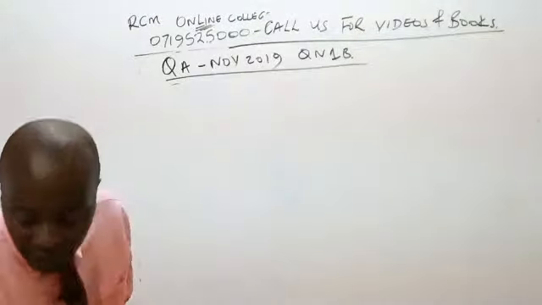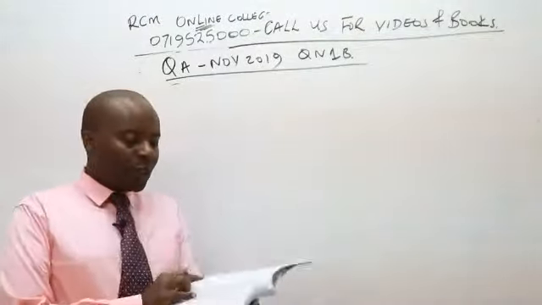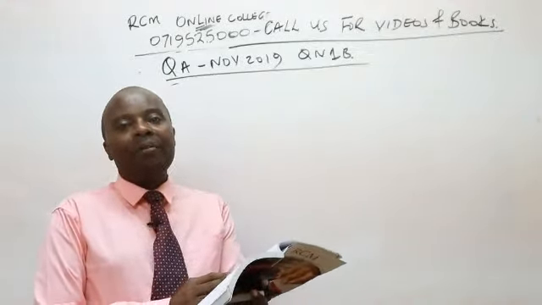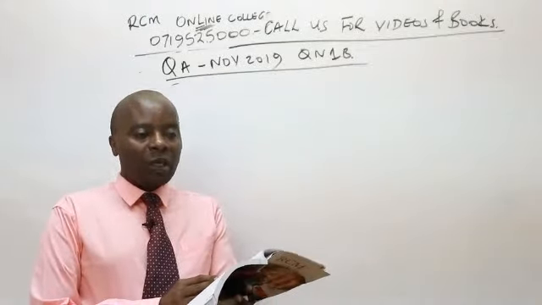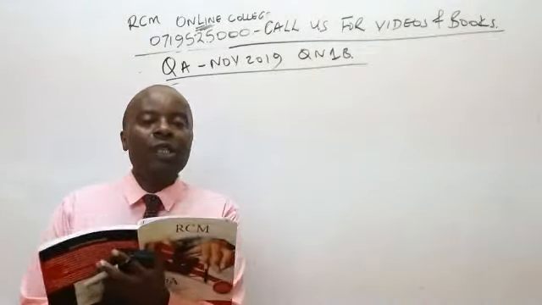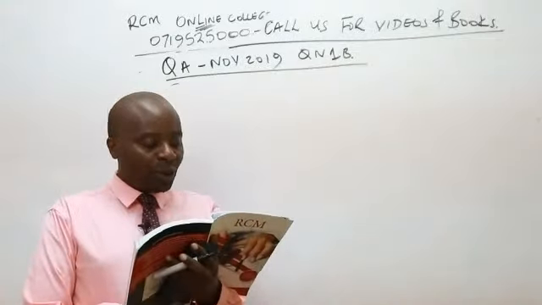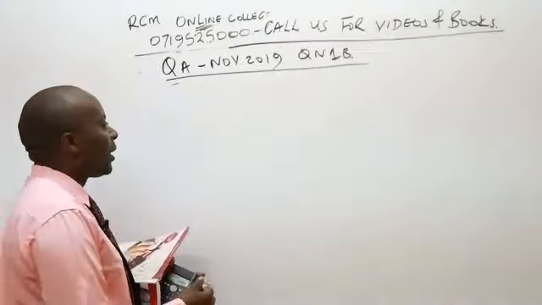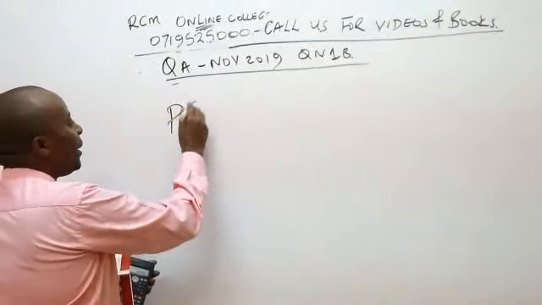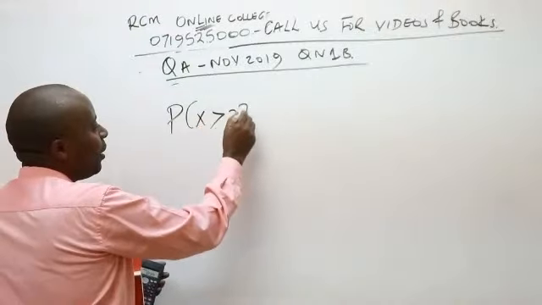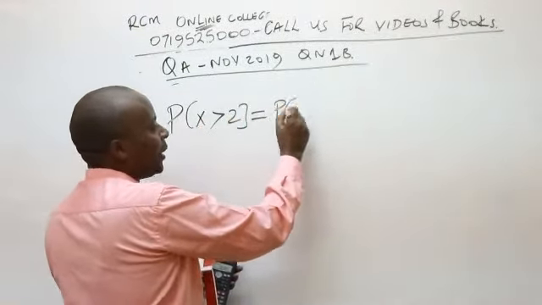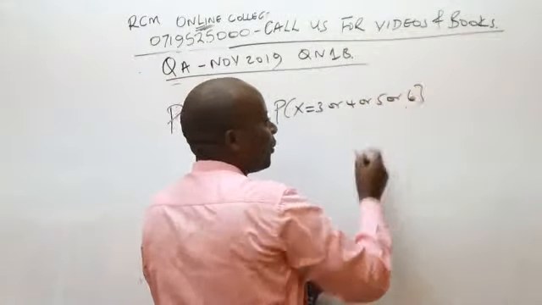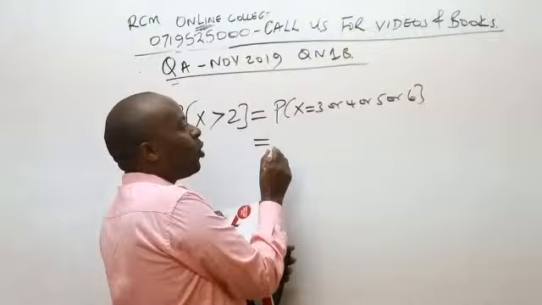Ladies and gentlemen, the next question, which is Roman 2, is a Poisson distribution, the same data, but this time around they want us to solve using a Poisson distribution. Still, it is the probability of x being more than 2, which will be the probability of x being equal to 3 or 4 or 5 or 6, which again calls for the complementary thing.